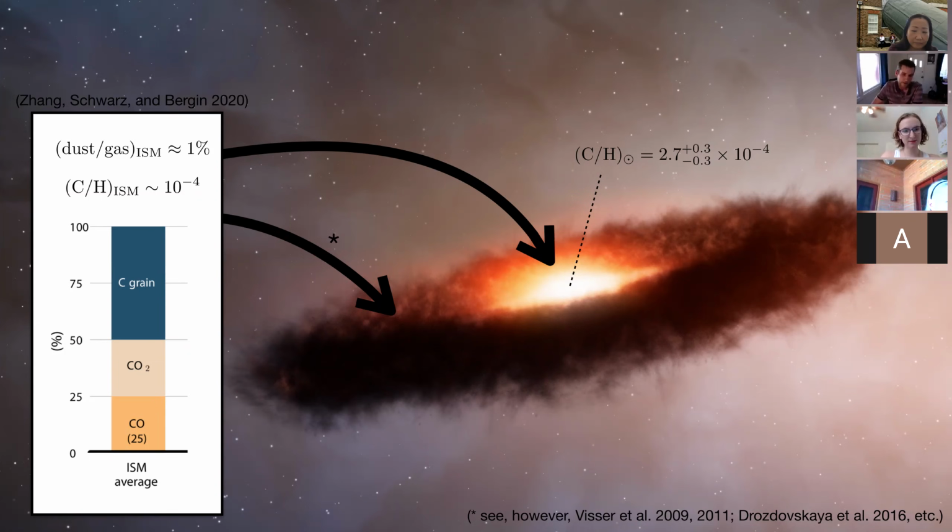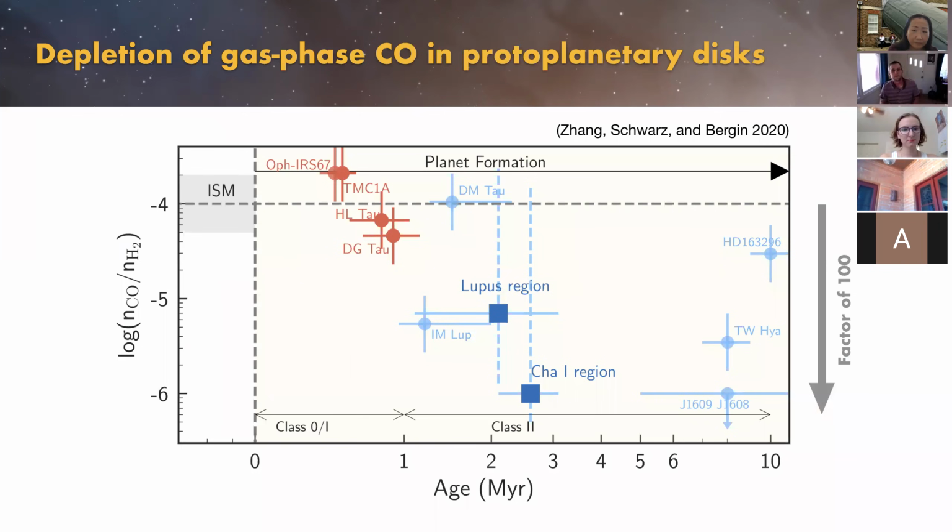Okay, great. As an example, for the sun, the elemental carbon abundance relative to hydrogen is also in this range, a few times 10 to the minus 4. In disks, though, this number seems to drop, right? If we start out with our 10 to the minus 4 CO abundance for the ISM here, this ratio plummets by about 2 orders of magnitude in a few million years.